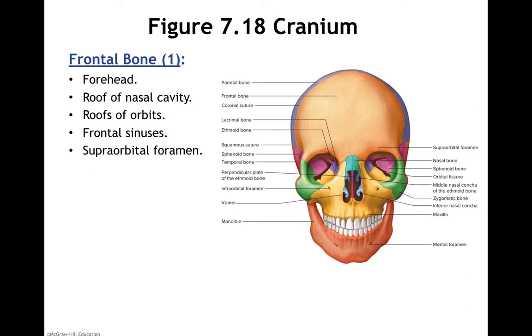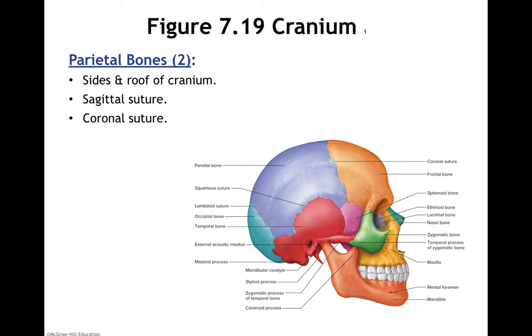They also help with sound resonance. For the frontal bone of the cranium, we have the forehead, the roof of the nasal cavity, roof of the orbits, the frontal sinuses, and the supraorbital foramen. Important features of the cranium. On the parietal bones, shown here in purple, we have the sides and the roof of the cranium, the sagittal suture, and the coronal suture. Those sagittal and coronal should remind you of planes we discussed earlier in the year.